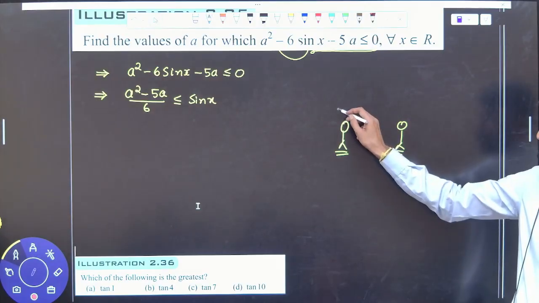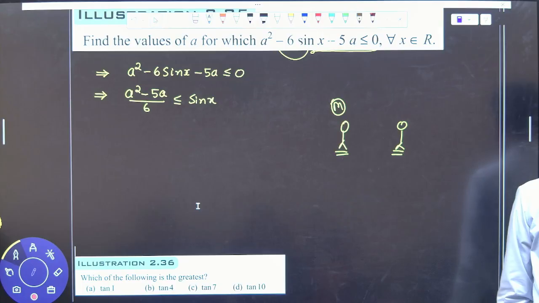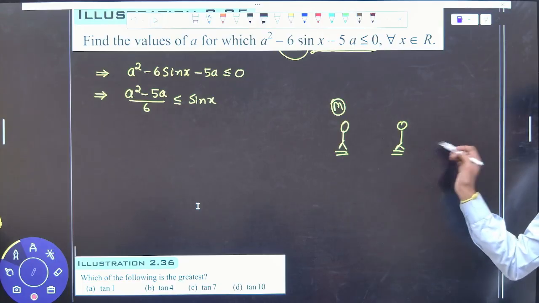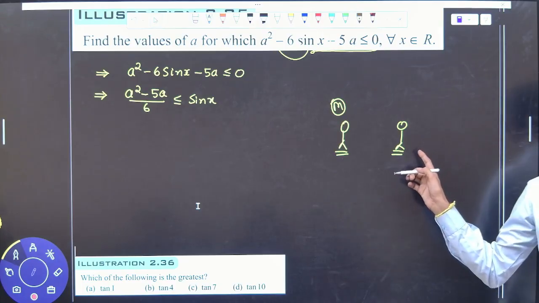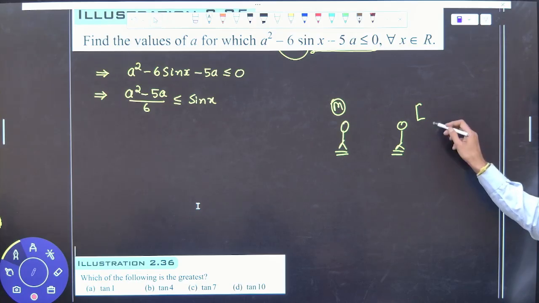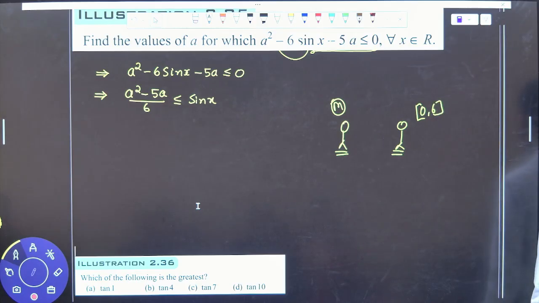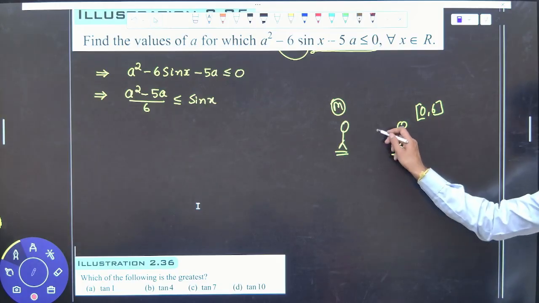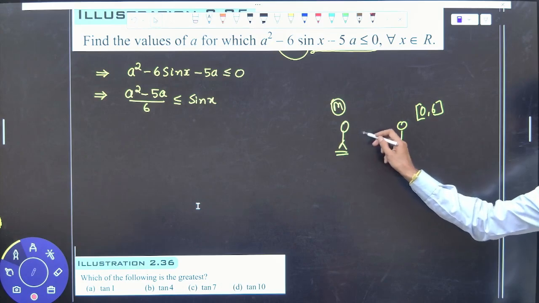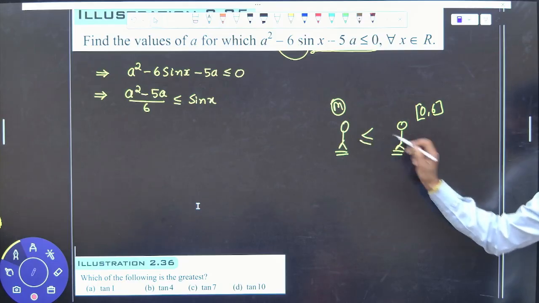We don't know how much money is in their pockets. We don't know how much money is in this pocket, and I also don't know how much is in this pocket. But one thing I am sure of, the money with him will be between 0 to 6 rupees. And I am saying this friend has either less than this amount or equal to this amount.